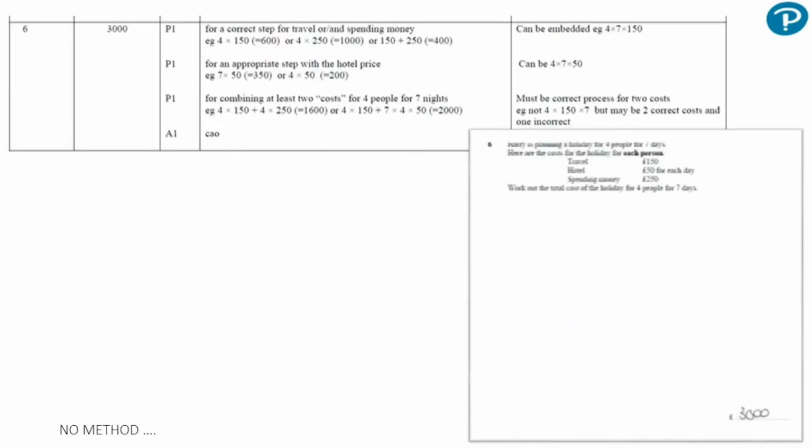So this is a prime example of where, and you'll see in your pack that you've got, this is from 2019, just to sum up. You look at that, there's clearly no methods, but the answer is right. Because this is the biggest question we get asked. There's no method, they've written 3,000, do they get the marks?